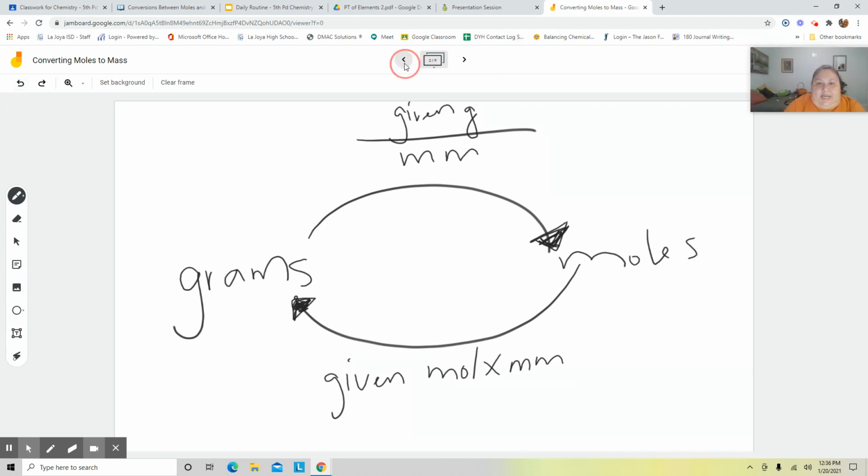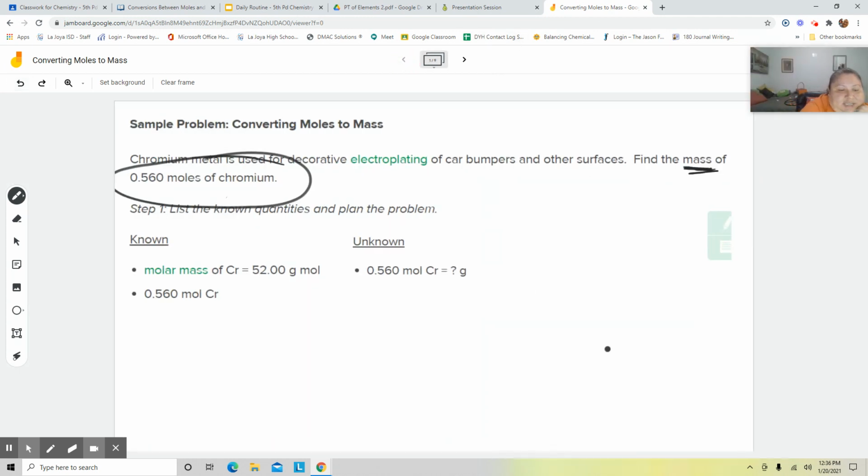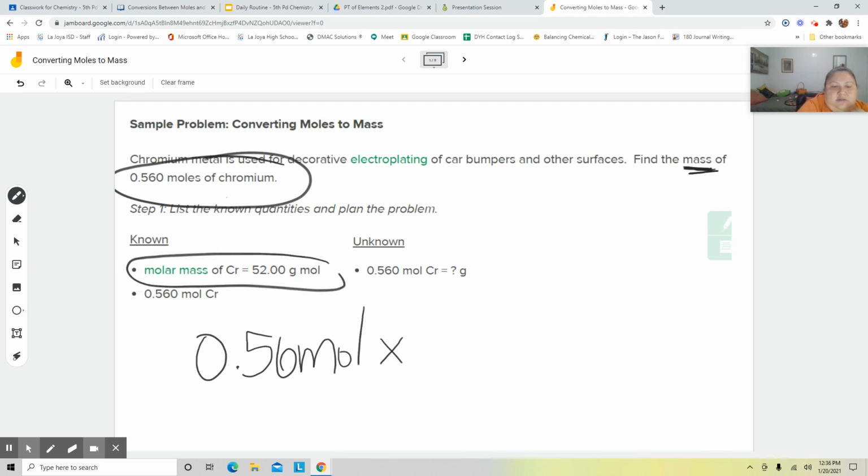Okay, so let's go back. So I'm going to take my 0.56 moles and I'm going to multiply, right? Because that's my given. I'm going to multiply by the molar mass. They told me that the molar mass of chromium, which we found on the periodic table, is 52 grams. Oops, I forgot to put per mole.